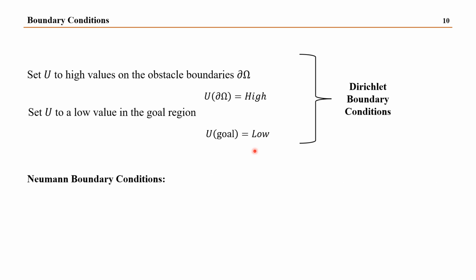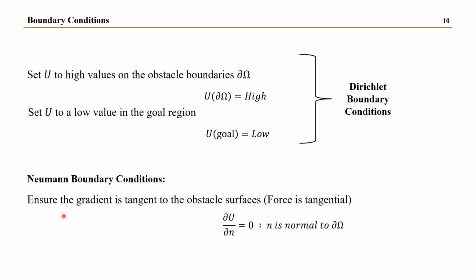Now, other types of conditions that are usually used, which might be desirable, are called Neumann boundary conditions. So this also, in addition to some of these value conditions, ensures that the gradient of the potential is tangent to the obstacle surfaces. So this means that the derivative of U with respect to n is 0, where n is a normal vector to the obstacle boundary. Now, in this video right here, we will just focus on the Dirichlet boundary conditions. We might discuss Neumann boundary conditions in a later video.